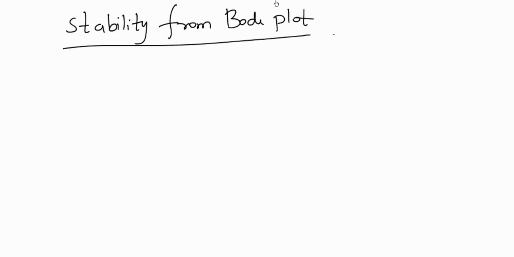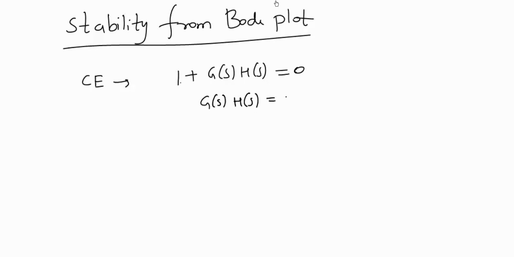Without using the Bodeplot also you can determine the values of phase margin and gain margin. Now you know that we have been considering that 1 plus g of s into h of s is nothing but the characteristic equation. So from this I get g of s into h of s is equal to minus 1. We have already considered this earlier. Now if I replace s by j omega, I'll get g of j omega into h of j omega is equal to minus 1 plus j0.